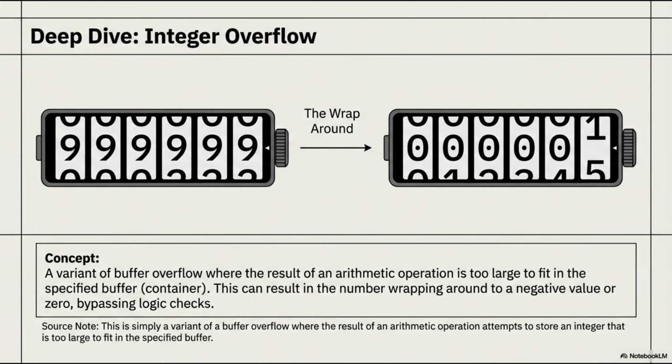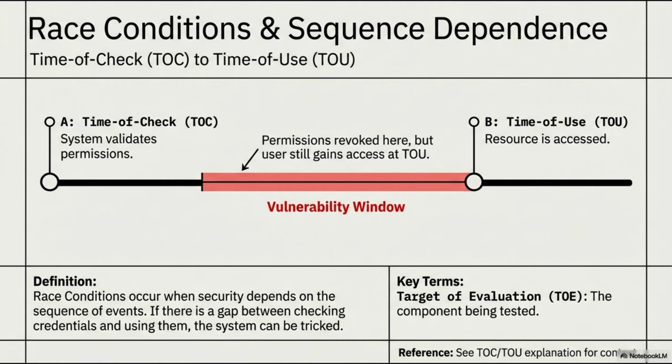Integer overflow is a variant of buffer overflow, where the result of an arithmetic operation is too large to fit in the specified buffer or container. This can result in the number wrapping around to a negative value or 0, bypassing logic tests. Race conditions occur when security depends on the sequence of events. If there is a gap between checking credentials and using them, then the system can be exploited in that window. TOE is the component being tested, the target of evaluation. TOC is time of check, TOU is time of use, and between those two is a vulnerability window.